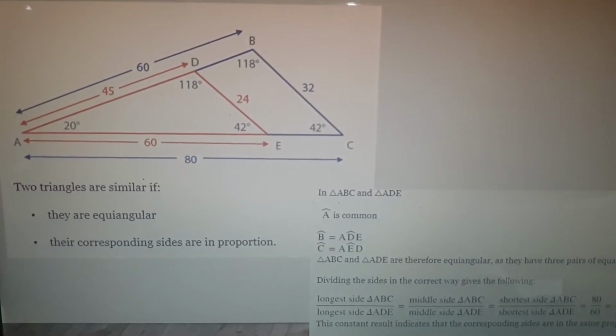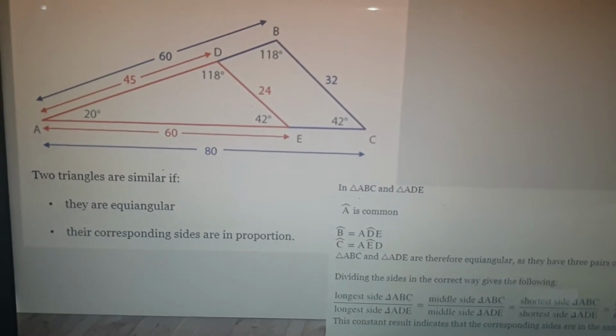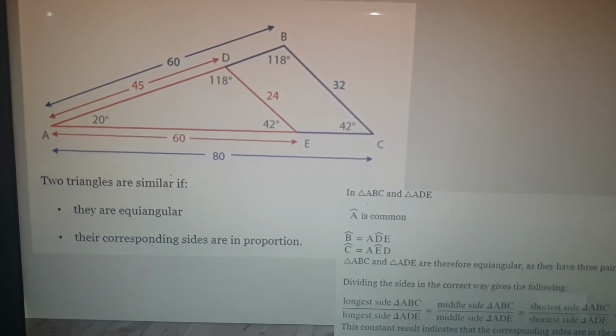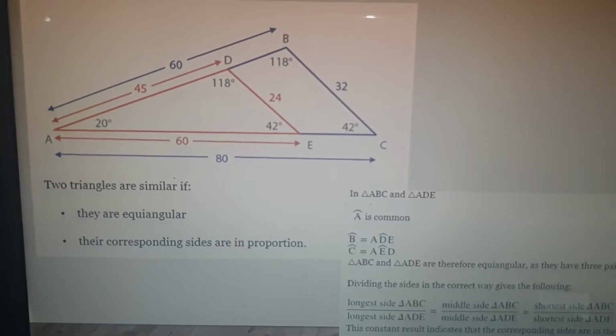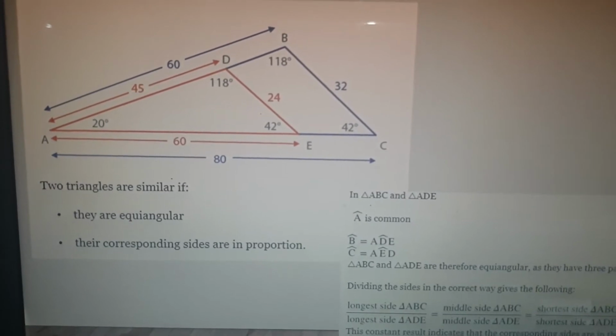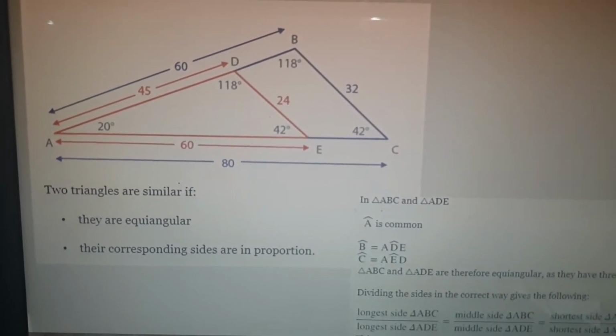Okay, so how do we go about proving that? So the first one, equiangular, is very easy. It means 3 angles that are all the same. Now don't confuse this with congruency, where we had angle, angle, side. For similarity, we need all 3 angles to be the same. So let's take a look at this triangle.